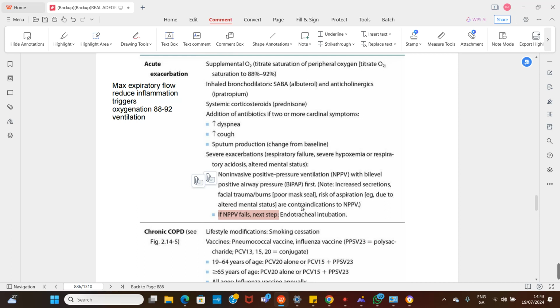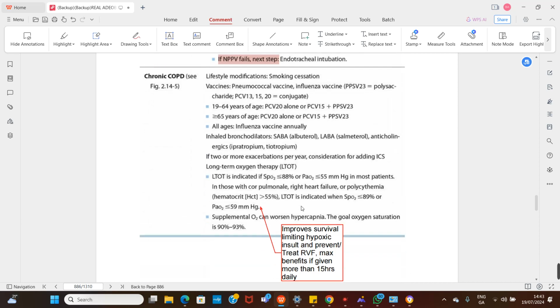But if the person has a contraindication to BiPAP, probably the face is injured and you cannot apply the face mask, or the person is already having problems maintaining their airway, like altered sensorium, risk of aspiration, seizures and the likes, you cannot be giving NPPV. Intubate immediately. So what about the chronic one?